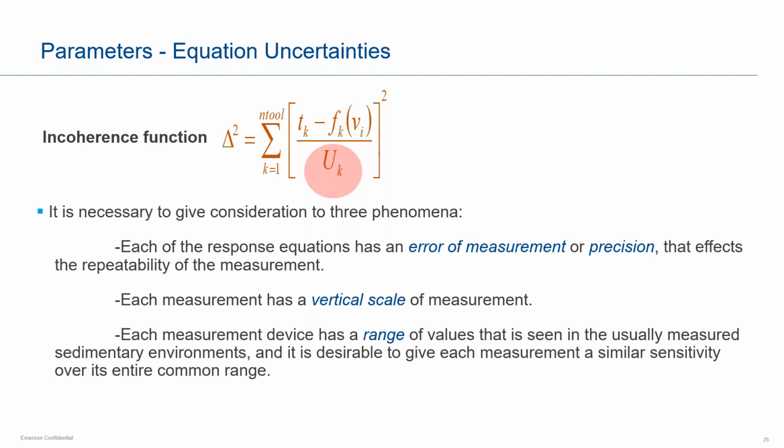One of them is that each of the response equations has an error of measurement or precision. Each logging tool has a different error of measurement, which affects the repeatability. Another is that individual logging tools have different vertical resolution. The third is that each measurement, even in the same sedimentary environment, can give a range of values. So when we give this uncertainty value, these three factors have to be considered.